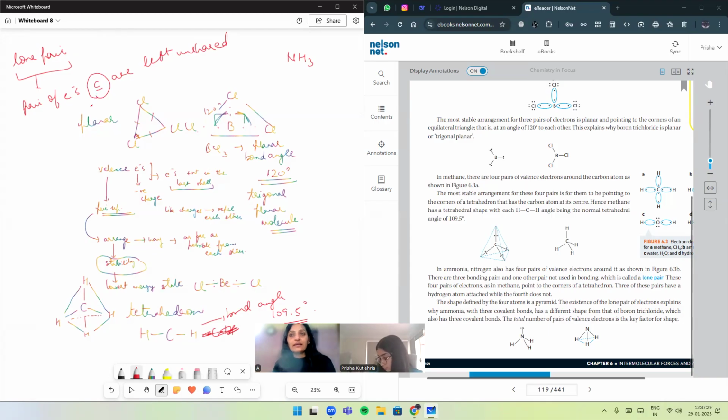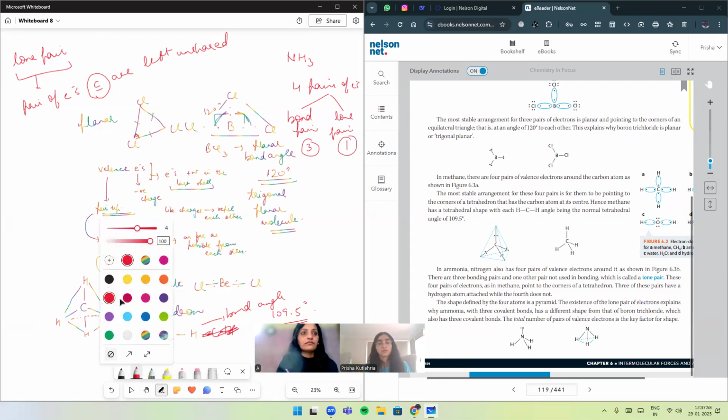Now, exactly what happens is, in ammonia there are four pairs of electrons involved, right? Four pairs of electrons. And these four pairs are divided into two categories. One is your bond pair, and the other is lone pair. So bond pairs are three, and lone pair is one.